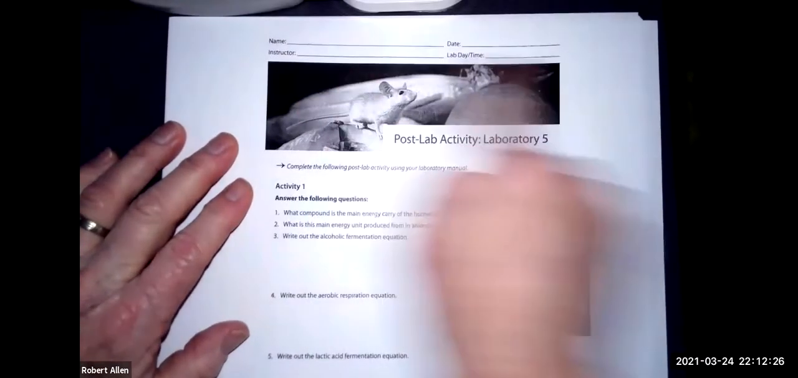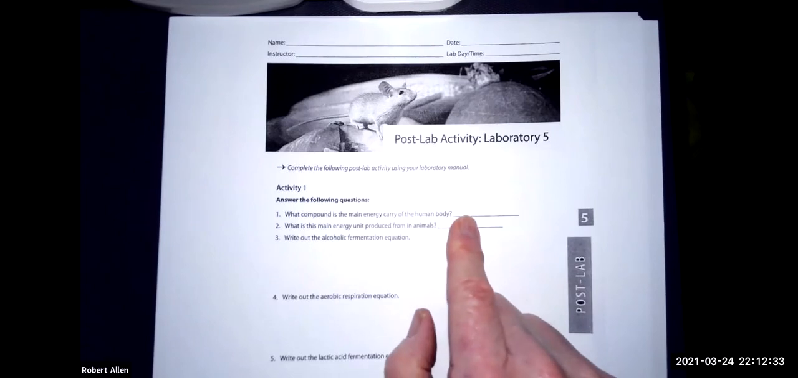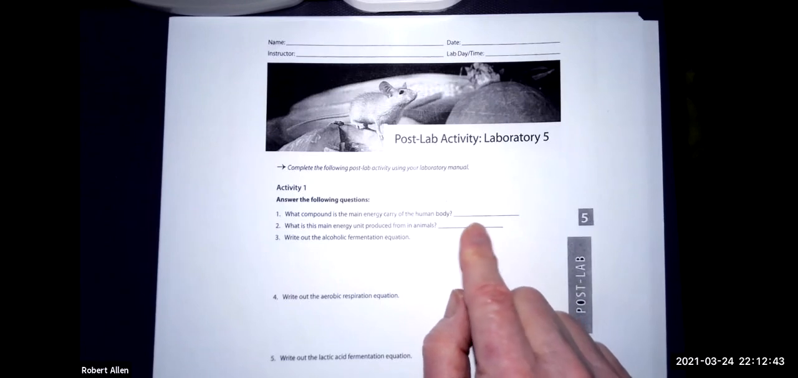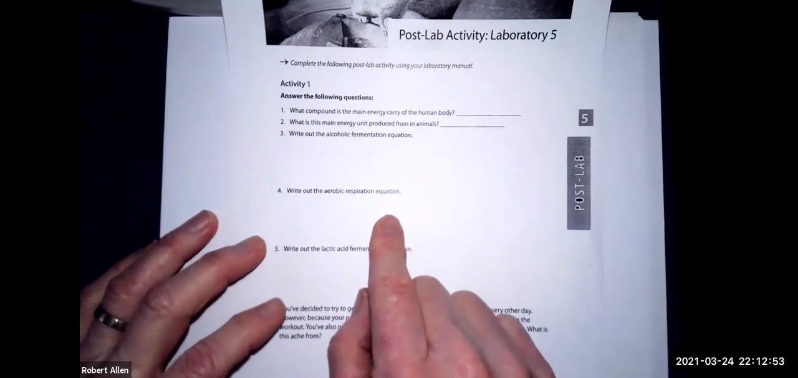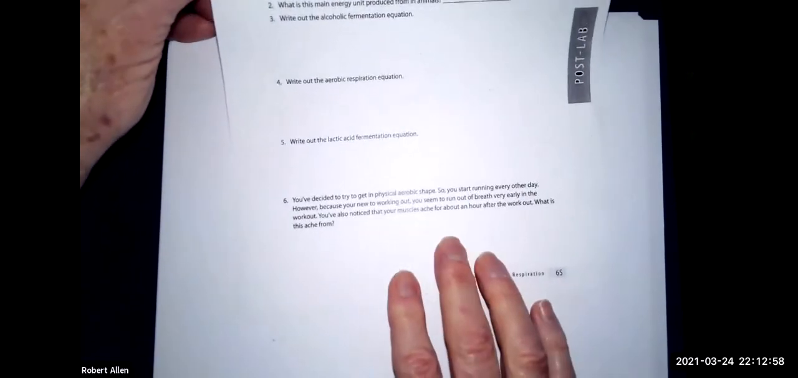All right, so name. Put your name up here, please. All righty. So now you need to answer these questions. What compound is the main energy carrier of the human body? How about source? That's going to be ATP. What is this main energy unit produced from in animals? From eating. Write out the alcoholic fermentation equation. That's right in the lab. Not going to do it for you. Write out the aerobic respiration. It's in the lab. Lactic acid fermentation. It's in the lab. Oh, here's a thought question for you. Not going to do it for you.